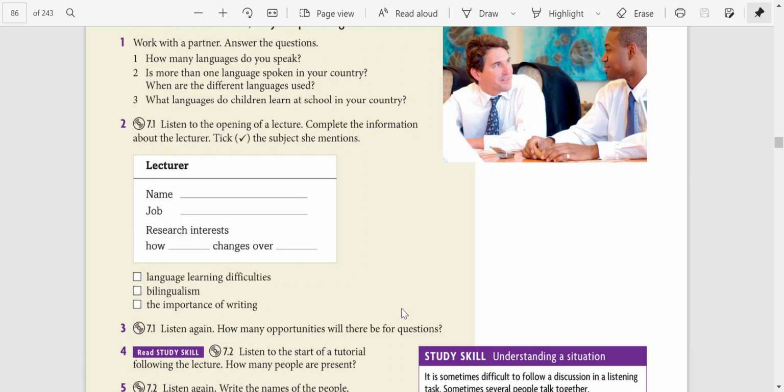Try to write things or information that you will hear. Please bring a pen and paper.